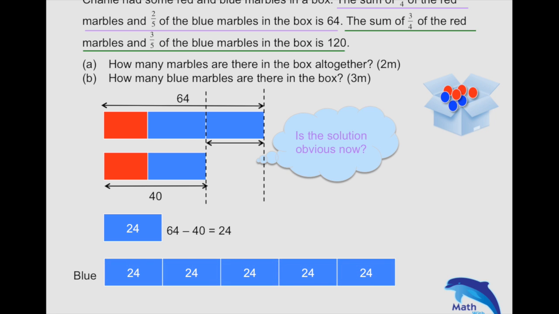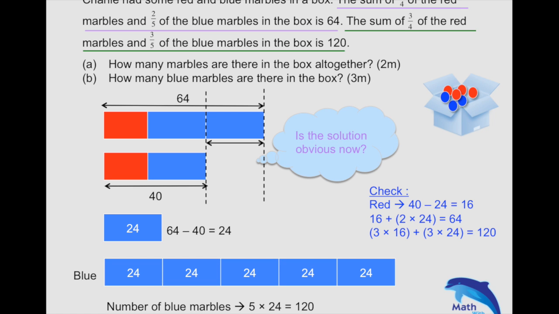And with that, we know that the total number of blue marbles is 5 blocks. So 5 times 24, and that gives you your answer. You can do a check by substituting the answer back into the question. You should get the totals as 64 and 120. Just use the calculator for a quick check. Bear in mind the bracket, because all this must be operated first before the addition comes in.